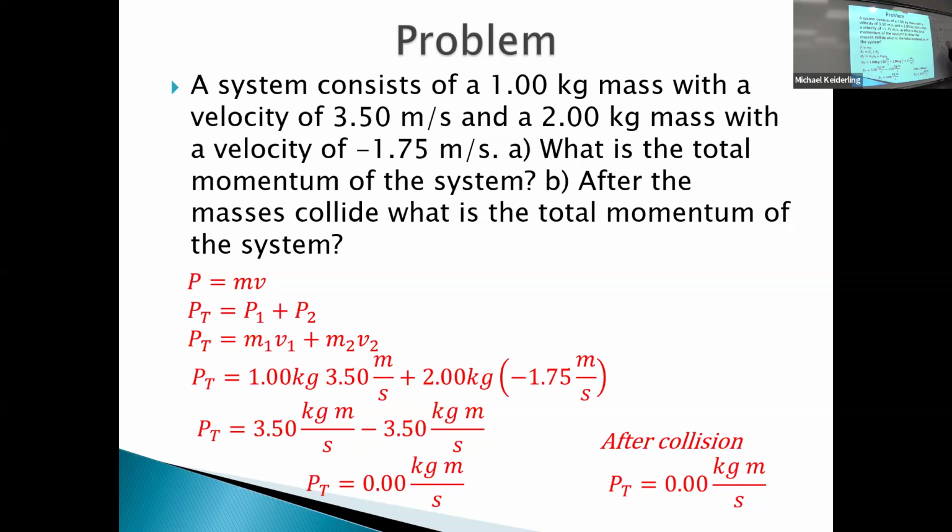Though in this case, they might bounce and end up going in opposite directions to where they were. So mass one would be a 1 kilogram mass with a velocity of negative 3.5 meters per second, and mass two would be a 2 kilogram mass with a velocity of positive 1.75 meters per second. But the question doesn't give you enough information to figure out exactly what's happening with the masses. You just know that they would have the same total momentum after they collide, because momentum is conserved.